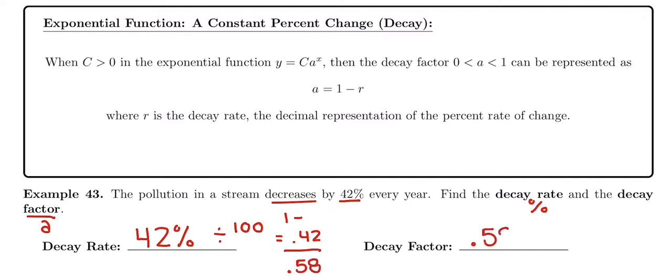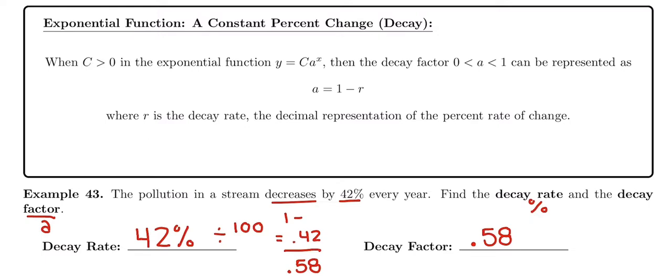A decay factor of 0.58 is perfect because it's between 0 and 1. So it definitely represents decay. If it was growth, it would be bigger than 1. So if the decay rate is 42%, the factor we need to multiply by to lose 42% each year would be multiplying by 0.58.